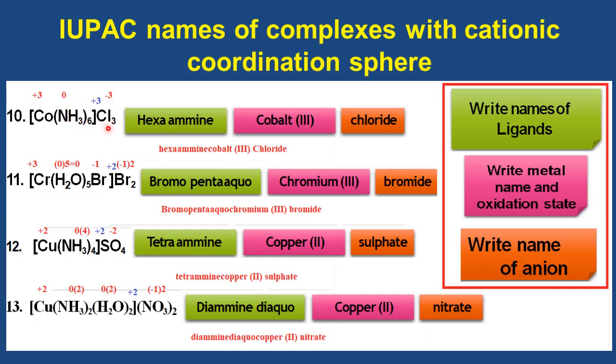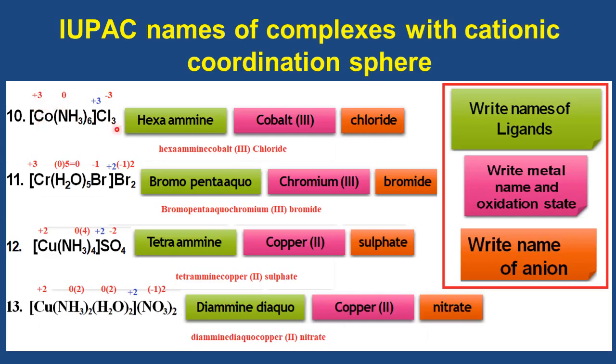So we need to have a +3 charge on the coordination sphere, and it is only possible if cobalt is carrying a +3 charge. So the oxidation state of cobalt in this transition complex is +3, and the name is hexaamine. As we have to name the ligands first, you can see the prefix hexa because we are having 6 amine molecules. After that, we have to write the name of the metal atom.